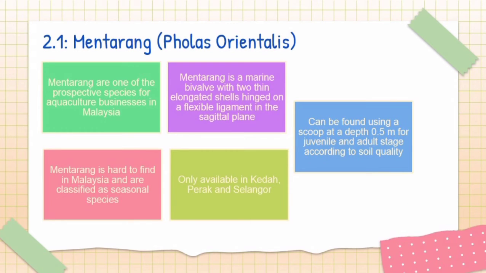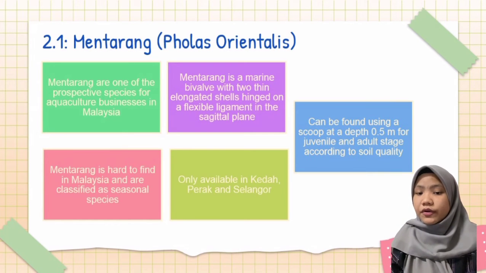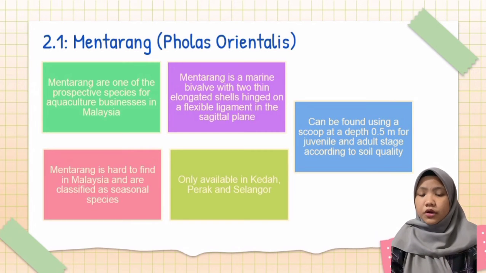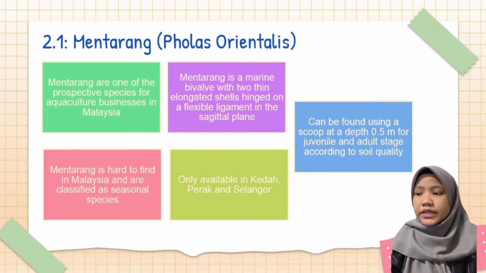Mentarang is a marine bivalve with two thin elongated shells hinged on a flexible ligament in the sagittal plane. Mentarang is really hard to find in Malaysia and is classified as a seasonal species. This is because mentarang can only be found and available in Kedah, Perak and Selangor. Mentarang also can be found using a scoop at the depth of 0.5 m for juvenile and adult stage, according to soil quality.